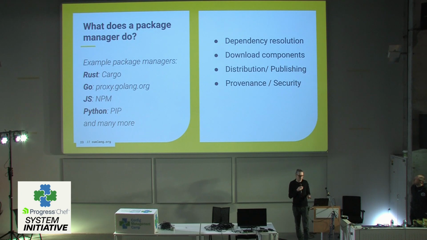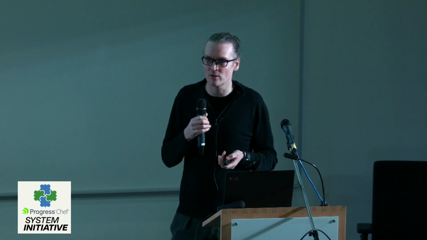So there are some examples on the left. In Rust, you have Cargo. In Go, you have the Go proxy. Some aspects of it: there is dependency resolution, right? If you have many dependencies, you have different versions. Which versions do you pick? That's an important aspect. You have to download the components, but also the publishing aspect is an important thing, and also, of course, provenance and security.